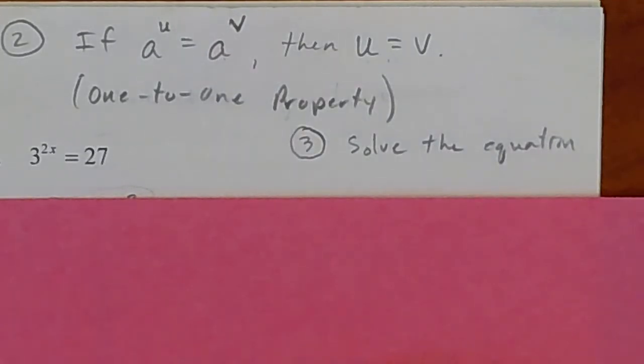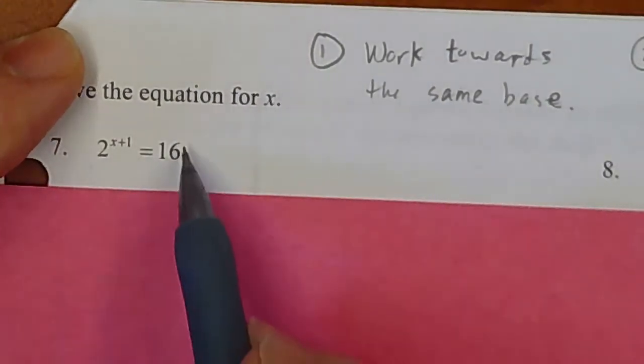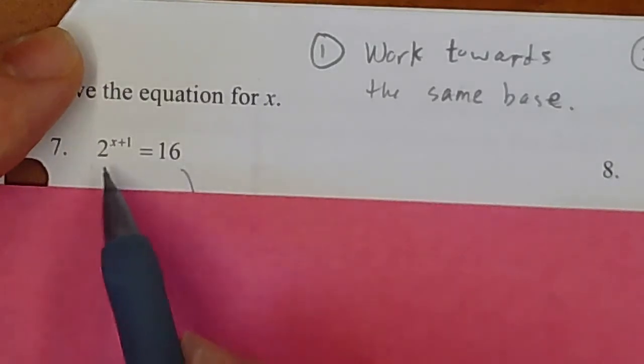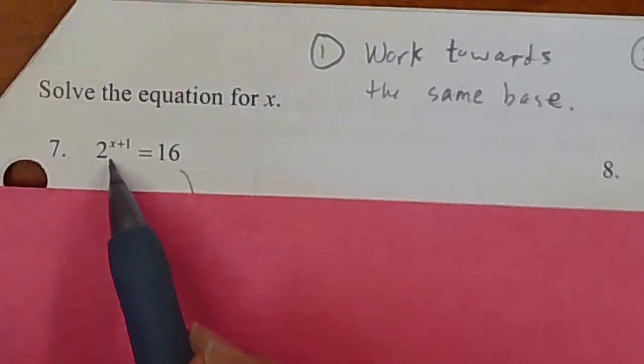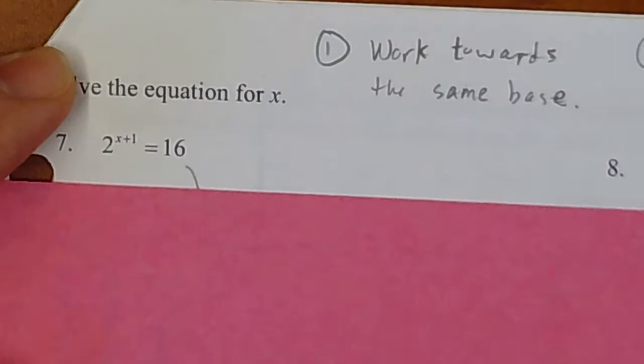All right, so I'm going to show you 7 and 9, and then I'm going to have you try 8 and 10. Here we go. Step 1, work towards the same base. You usually want to work with the bigger number. I can't take 2 and write that with a base of 16, unless I get really fancy. It's a lot easier to take the bigger number and break it down. So you start playing with the powers.